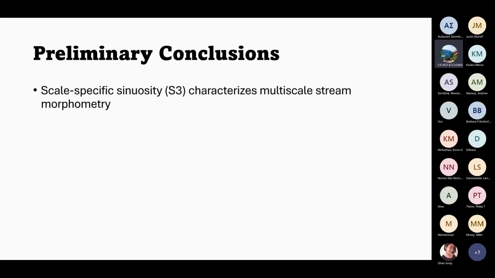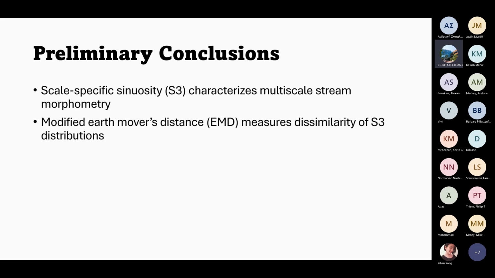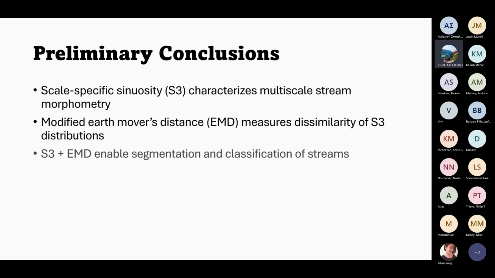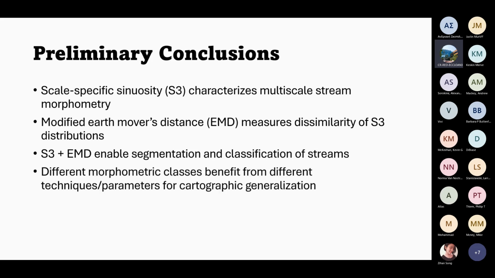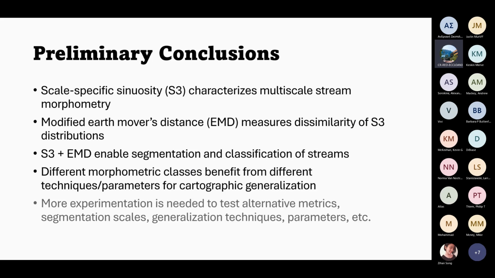We think that the S3 distribution does characterize multi-scale stream morphometry pretty well. The Earth mover's distance seems to do a good job of measuring dissimilarity. Combining the two allows us to perform segmentation and classification. And using those, we do see some benefit for adaptive cartographic generalization. This is still very preliminary. We have just tried a few different methods of generalization. There's many more that we want to try in the future.